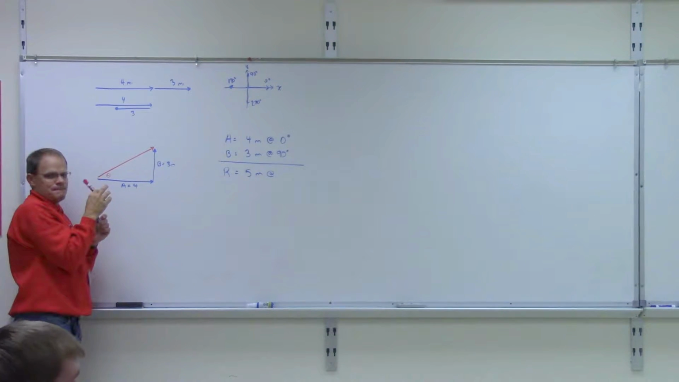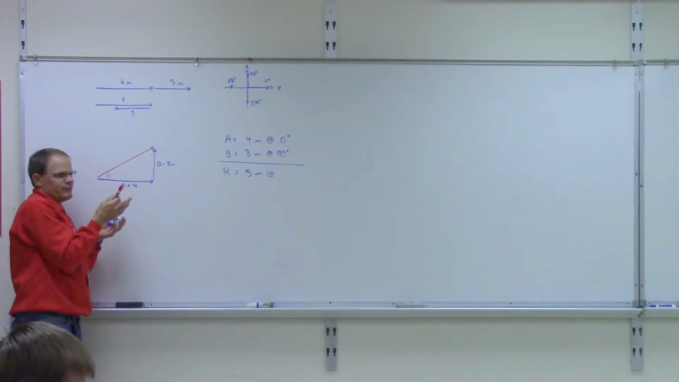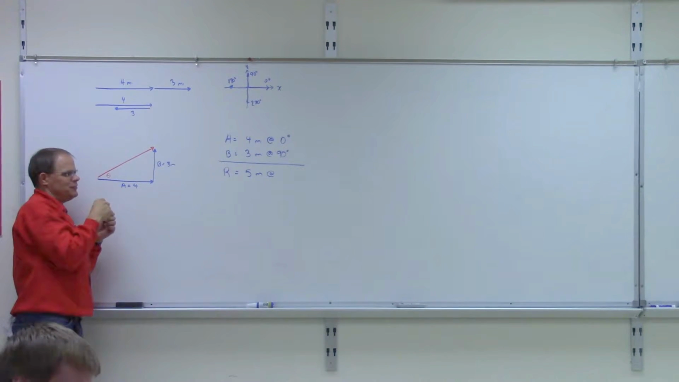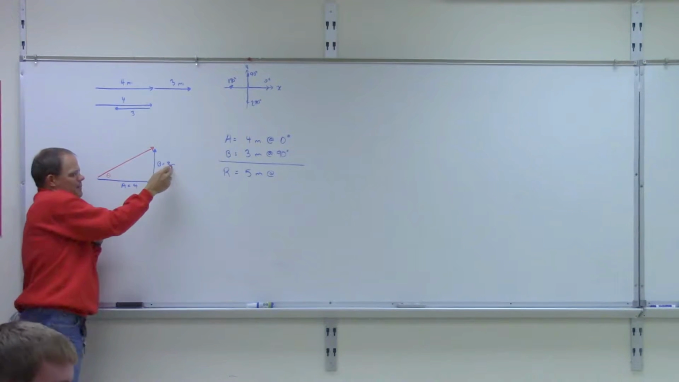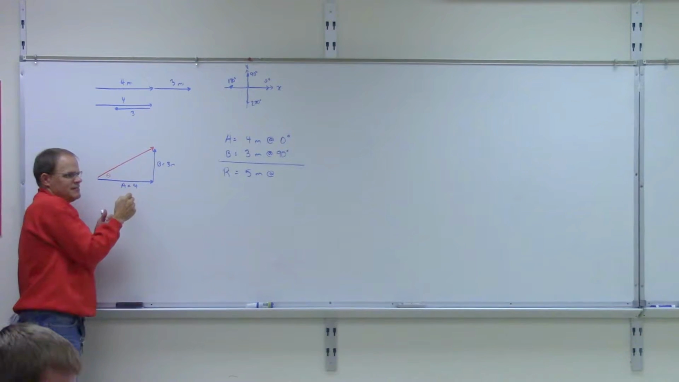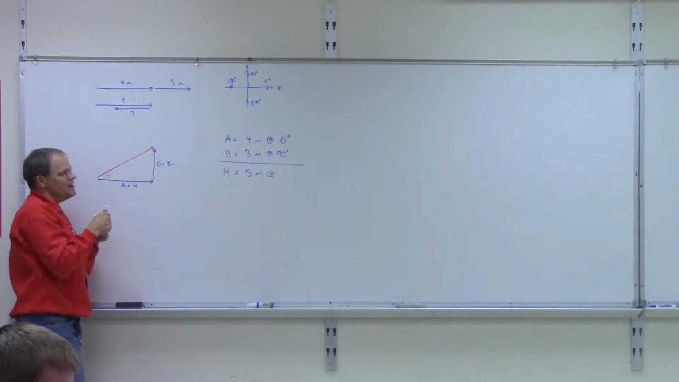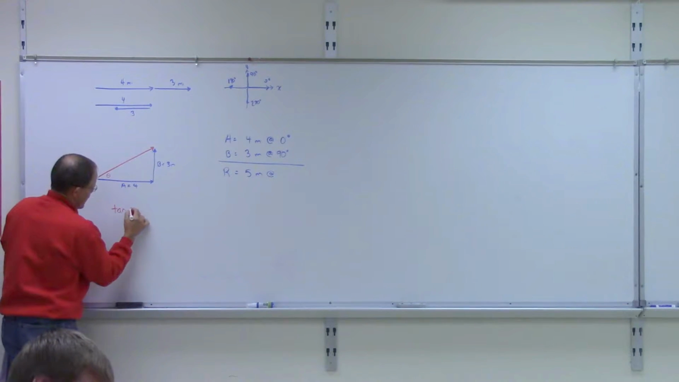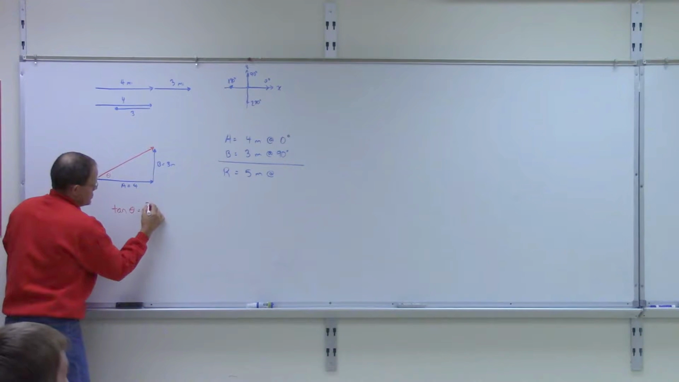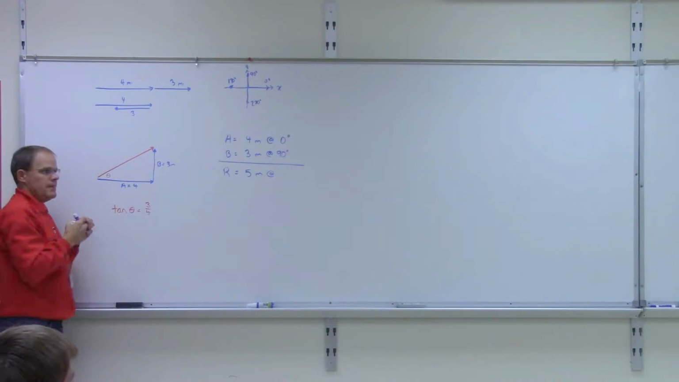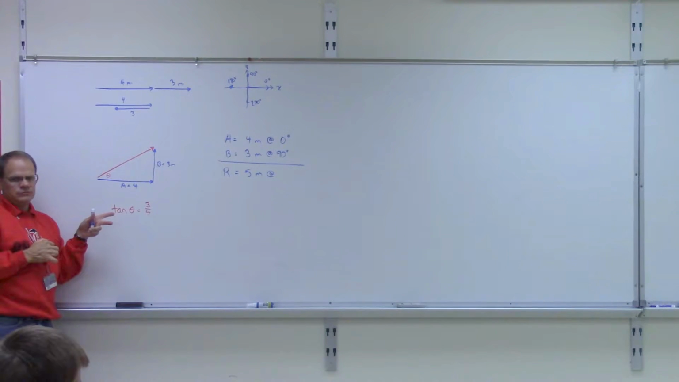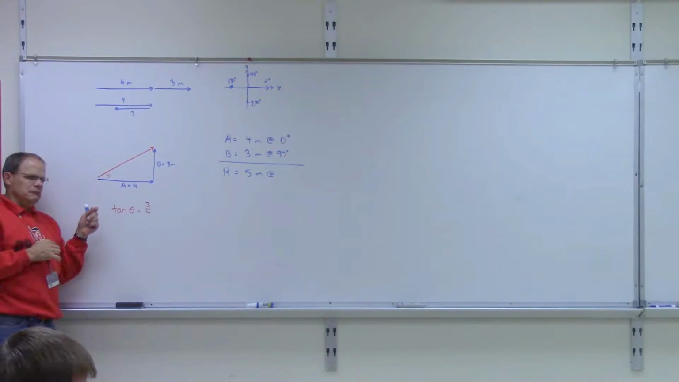How would you find it? Do you know a trig function that involves an opposite side and an adjacent side? Tangent, yeah. So you might say that the tangent of this angle, whatever the heck it is, is 3/4. And if you knew the tangent was 3/4, how would you find the angle? Trevor? Negative tangent or inverse tangent?